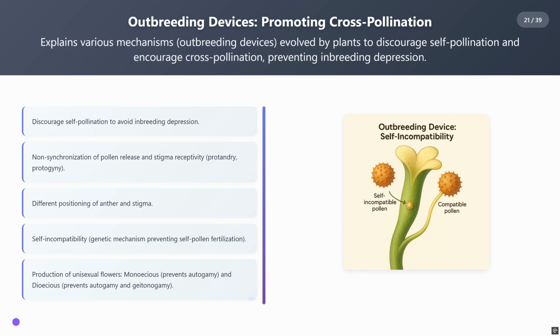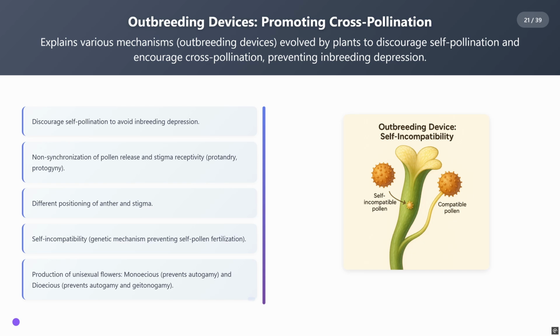Ah, but in species like papaya, where male and female flowers are borne on completely separate individual plants, it's called dioecious, then both autogamy and geitonogamy are completely prevented. Cross-pollination is the only option. Dioecy forces cross-pollination. That's a whole toolkit of strategies. Now, okay, let's say the right kind of pollen actually makes it to the stigma. It lands successfully. Is it smooth sailing from there, or is there more to it?